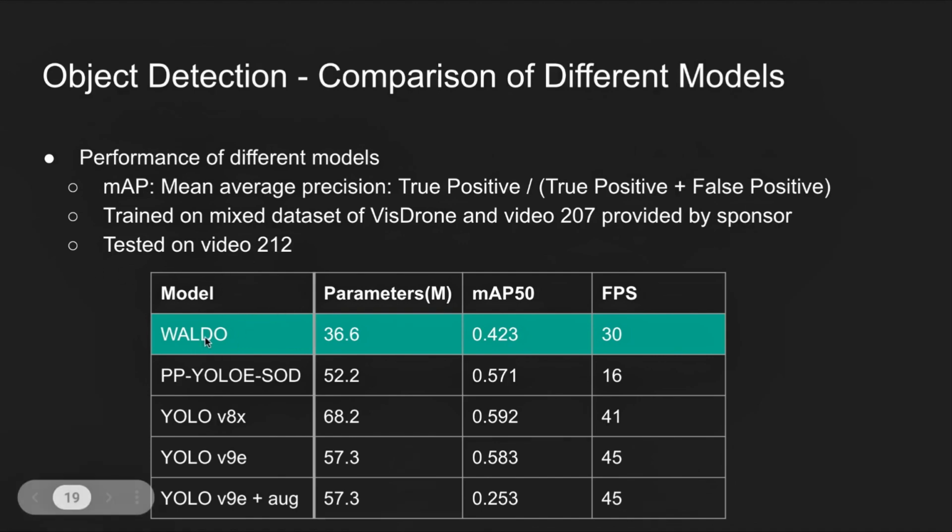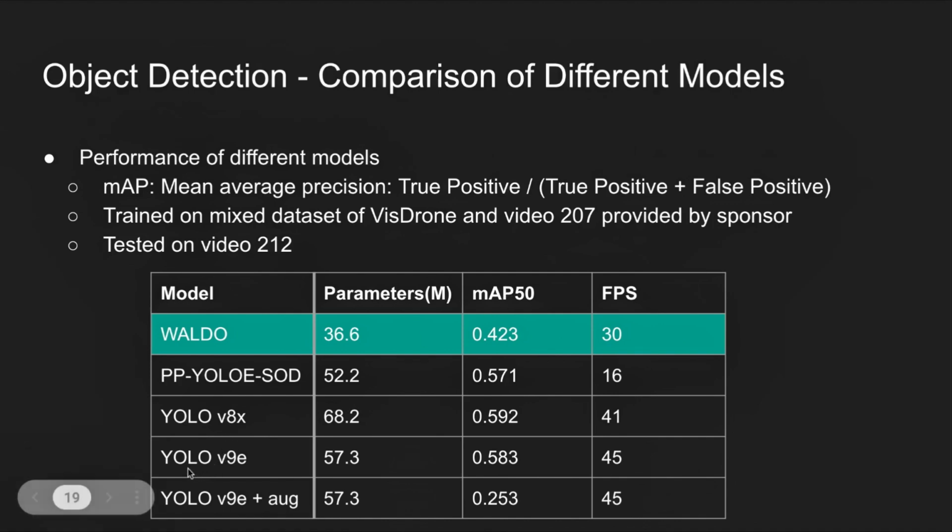Here we can see the Waldo model that we originally used has a parameter size of 36.6 million, and the mean average precision is 0.423, with a speed of 30 frames per second. The PPYOLOE is bigger than that and has a higher mean average precision, but FPS is way slower. The YOLO V8X, the model we actually use, is the biggest model among all these, and it has the highest mean average precision.